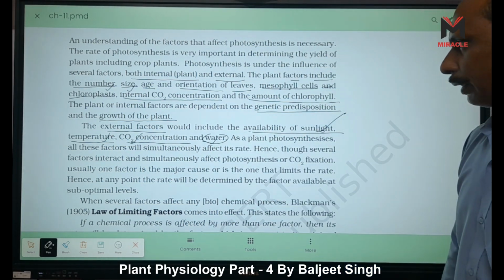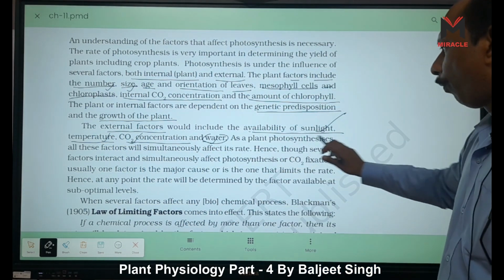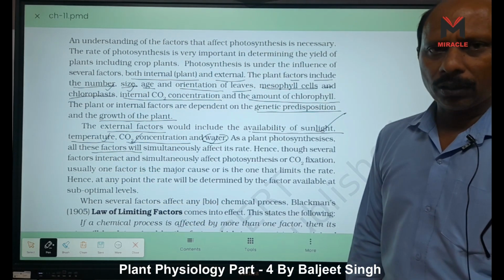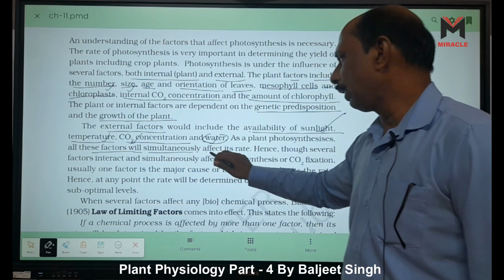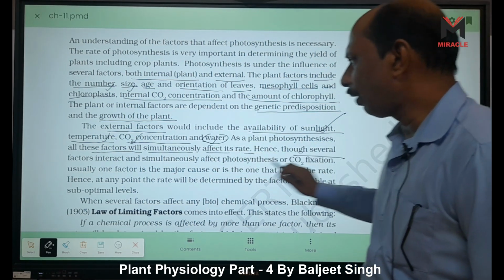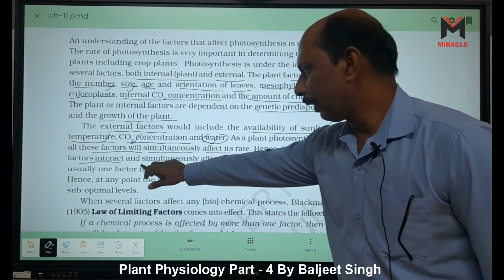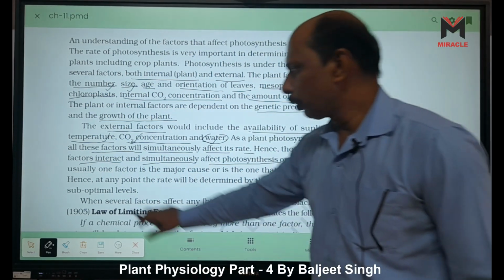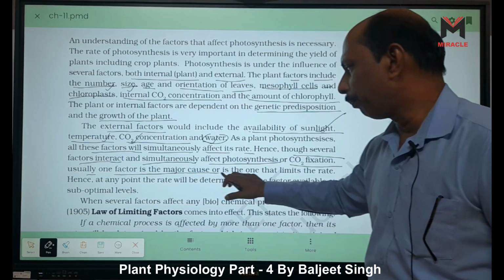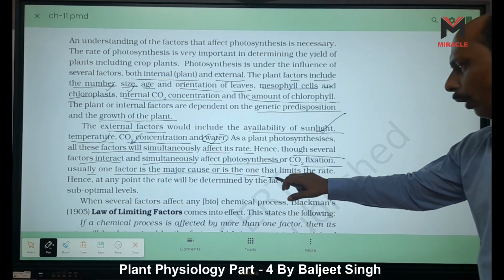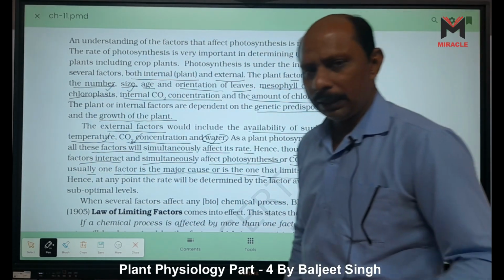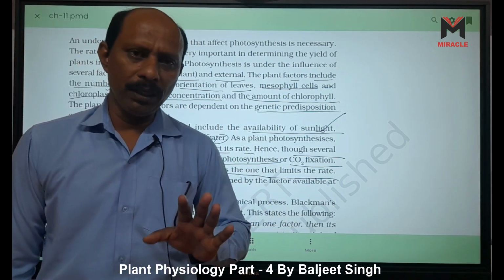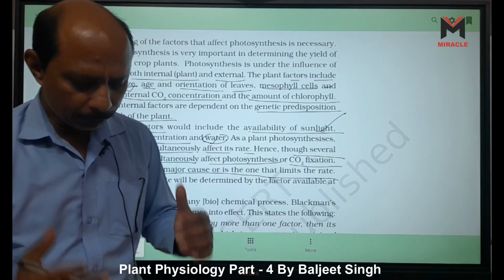Concentration of carbon dioxide. As a plant photosynthesizes, all these factors, whether external or internal, simultaneously affect its rate. Hence, those several factors interact and simultaneously affect photosynthesis or CO2 fixation. Usually, one factor is the major cause and is the one that limits the rate, and this is the factor which is near to the limit. It's a minimal range, right? That I explained to you like this.